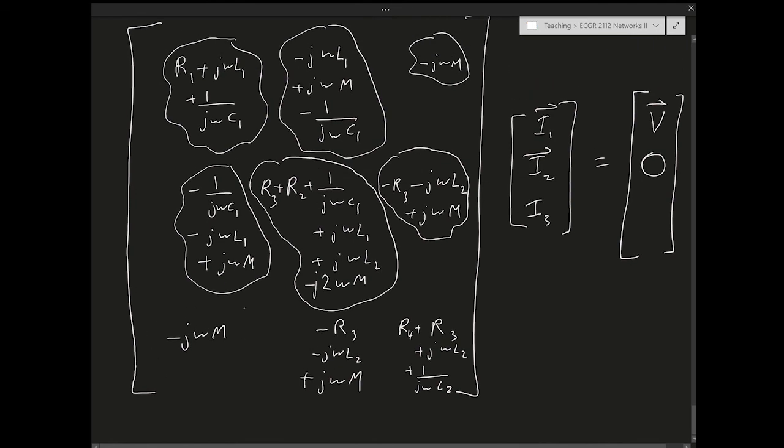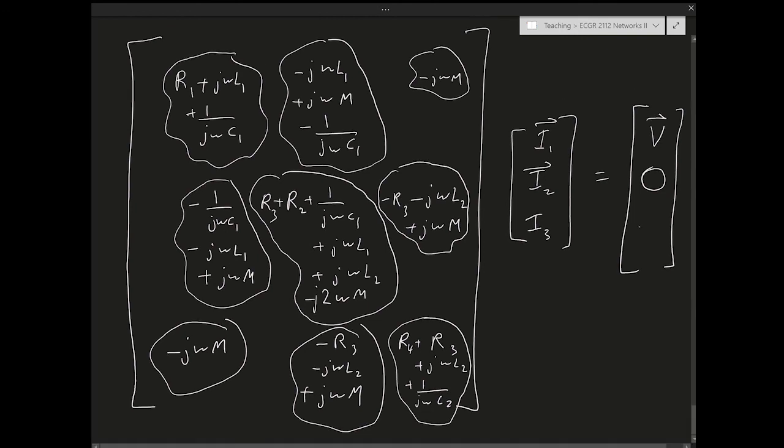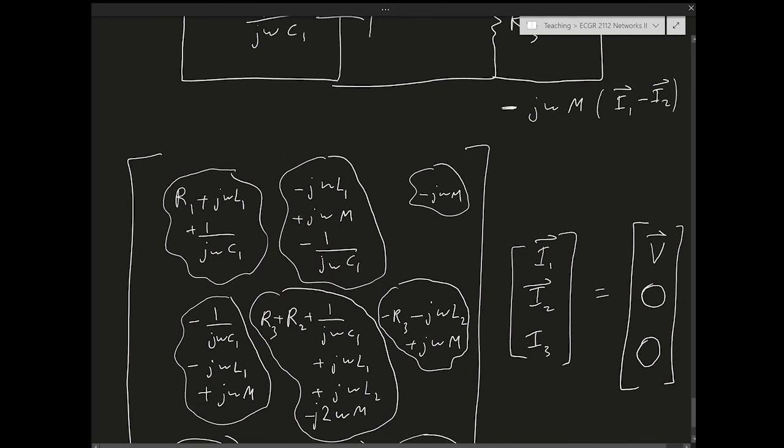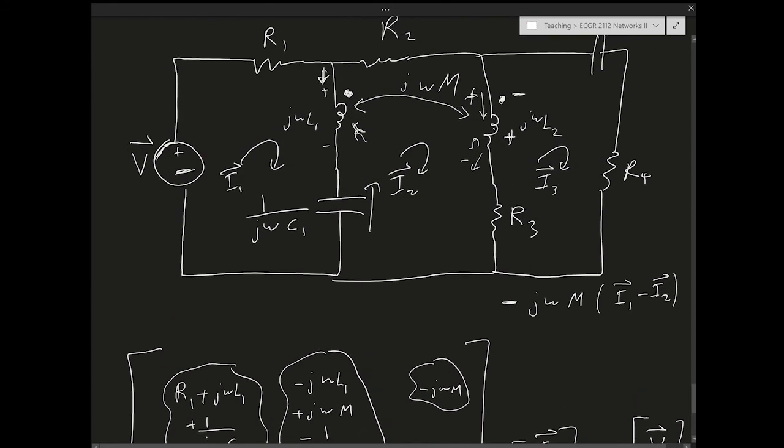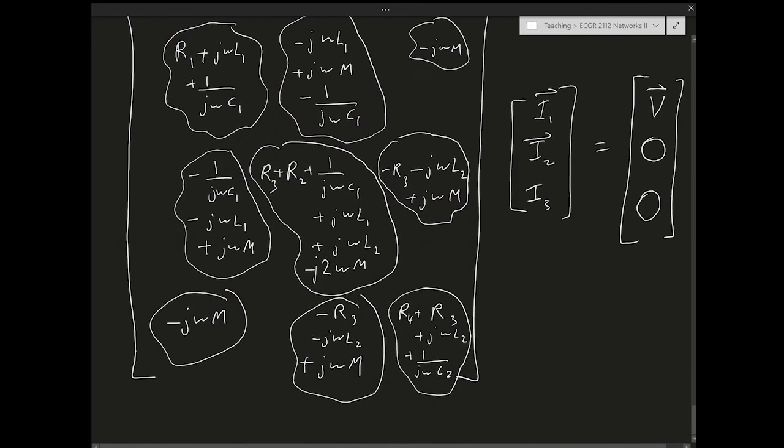And I'm done. I completely populated this matrix. Okay. This is 0, by the way. There are no sources in the third mesh. Okay. Let's do another example.